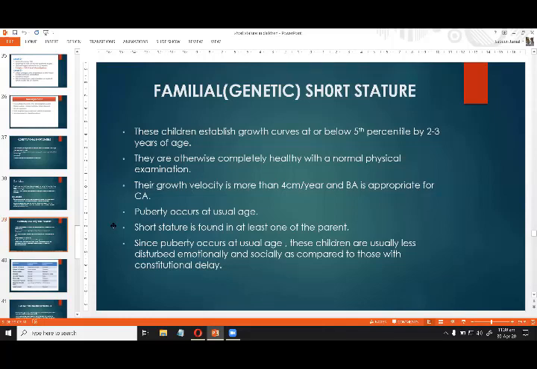Short stature is found in at least one of the parents. Since puberty occurs at usual age, these children are usually less disturbed emotionally and socially as compared to those with constitutional delay. That means that they don't have any pubertal delay. All they have is short stature because there is a family history of short stature.